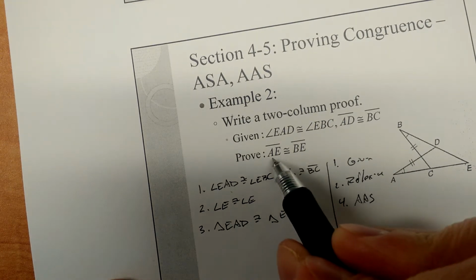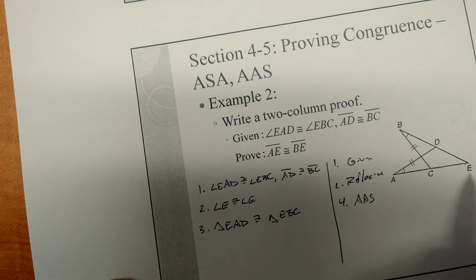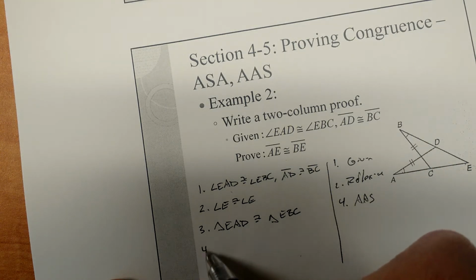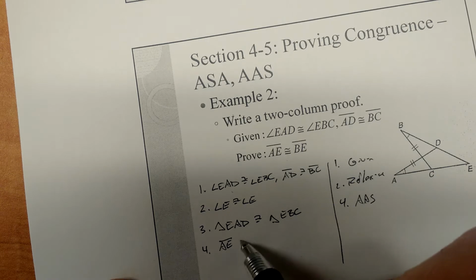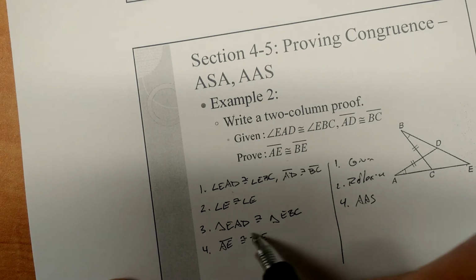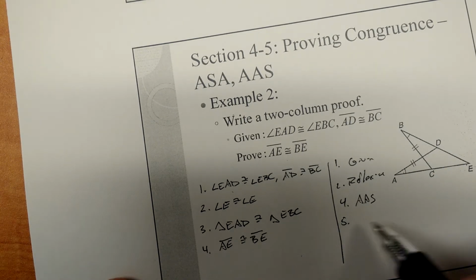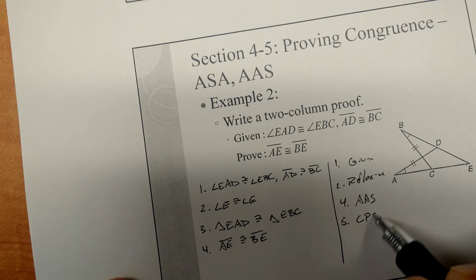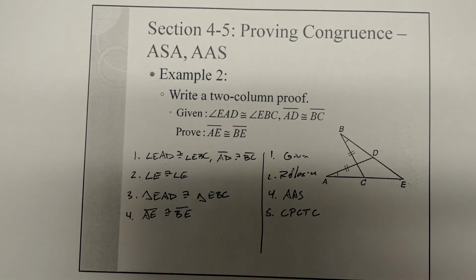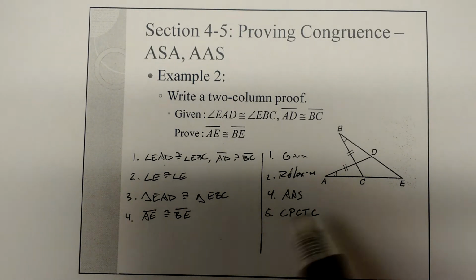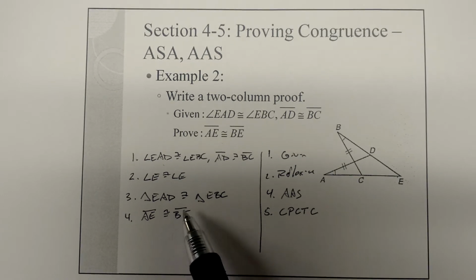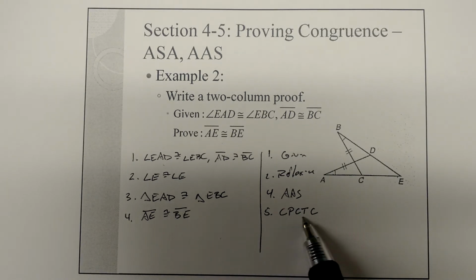But that's not what it wants. It wants AE and BE congruent. Well, I just proved the triangles are congruent. Oops, yeah. So I can prove the parts. So AE is congruent to BE. The reason for that, this is way back at the beginning, is corresponding parts of congruent triangles are congruent. I think that might have been like postulate 4.1 or just a definition at the very beginning. So if you know two triangles are congruent, you can say any parts of them are congruent by CPCTC. Corresponding parts of congruent triangles are congruent.